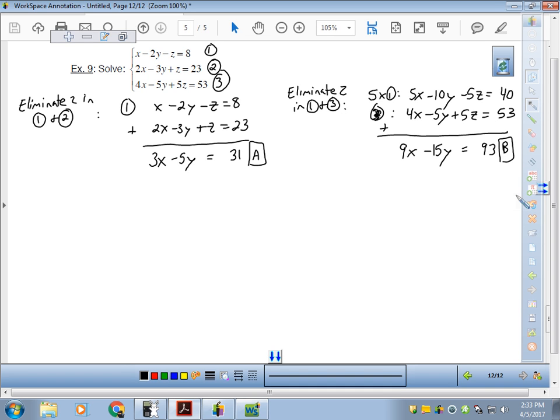So now I need to pick another variable to eliminate. I need to either eliminate x or y. And I think I'm going to get rid of y. And I'm going to do it by multiplying this by negative 3. So I'm going to eliminate y from A and B.